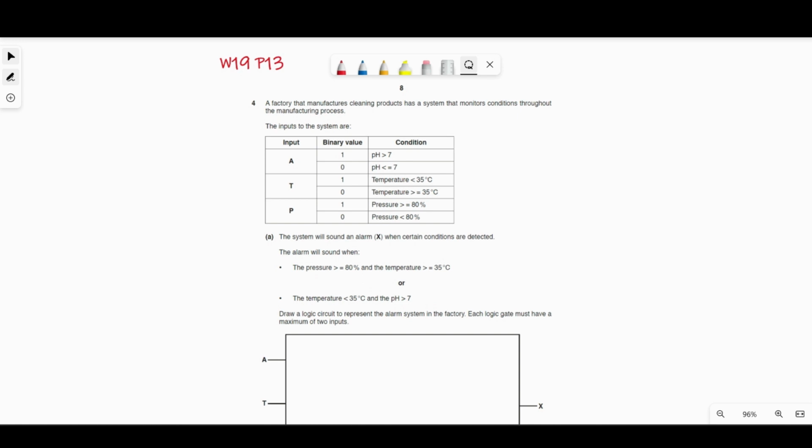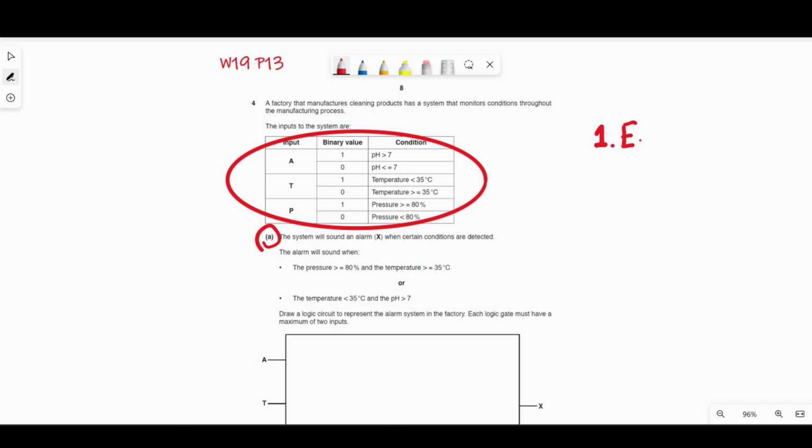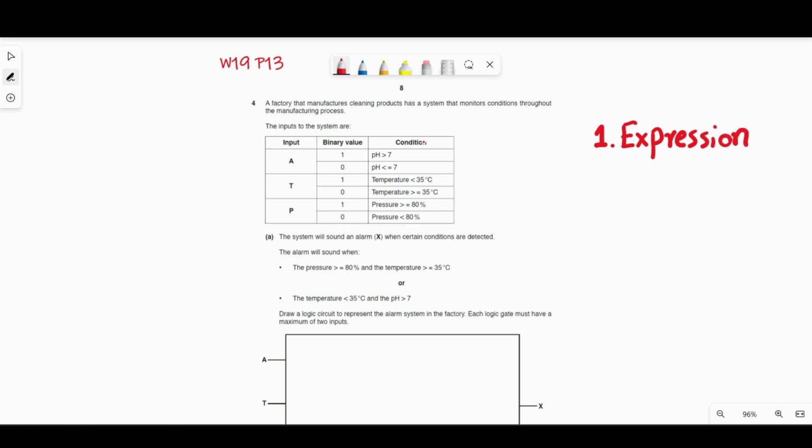A factory that manufactures cleaning products has a system that monitors conditions throughout the manufacturing process. Okay, I have the parameters here. I'll use a red ink. I don't need to look them up for now. This is the main thing, the conditions for which we should be making an expression. The paper doesn't require any expression, but a good way to solve these types of questions is to always come up with an expression. So we'll be making an expression.